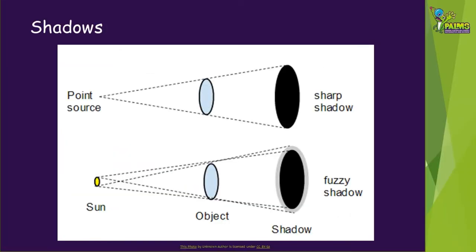A shadow is formed when an object partially blocks a source of light. An example of this is when you stand outside on a sunny day and your body blocks some of the light coming from the sun. You can see the shape of your body as a shadow on the ground or buildings next to you.